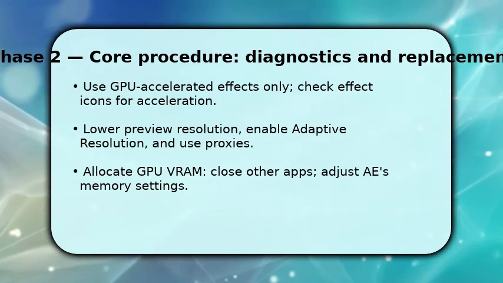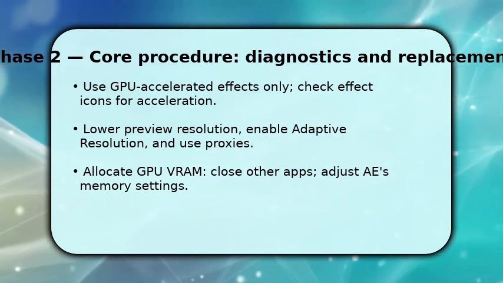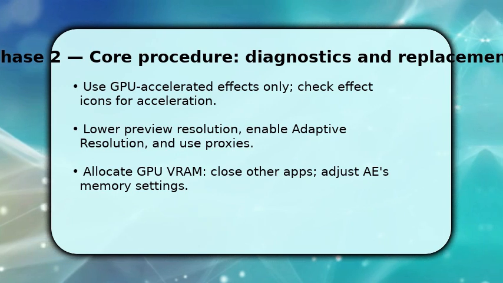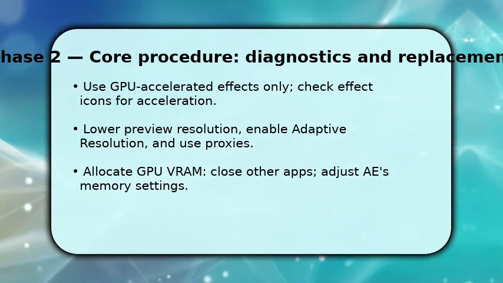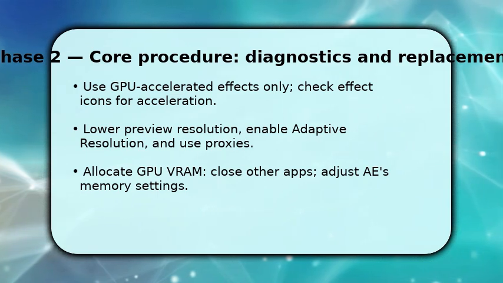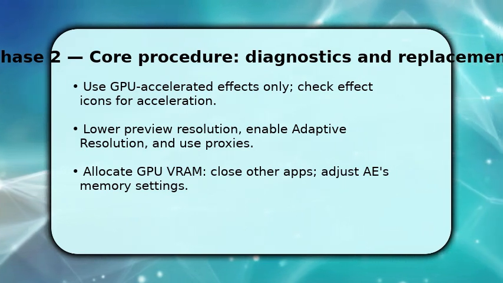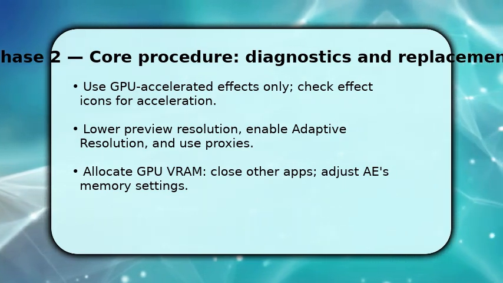Optimize compositions to maximize GPU benefit. Replace unsupported effects with GPU accelerated equivalents because After Effects offloads only compatible operations. Check effect badges. Lower preview resolution and enable adaptive resolution for smoother scrubbing, and use proxies for heavy footage.